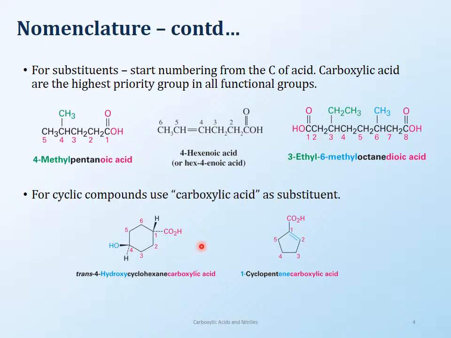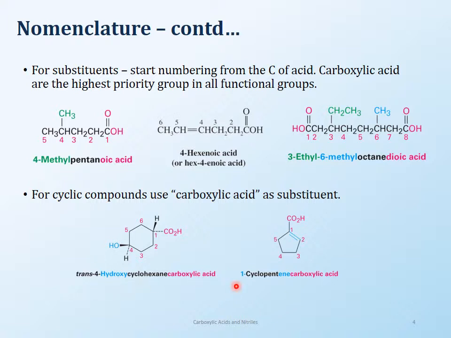If you have cyclic compounds, and I don't think you will encounter that many cyclic compounds, but if you do, then the carboxylic acid is used as a substituent, okay? And then you always start the numbering from where the carboxylic acid is. So this is a cyclohexane, so cyclohexane and then carboxylic acid and whatever else is attached to it, okay? So on the 4th carbon, there is a hydroxy group. So this becomes 4-hydroxycyclohexanecarboxylic acid.